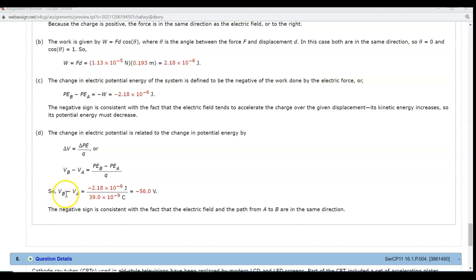And so if we take VB minus VA, it should be equal to 2.18, which was the work done, that's potential energy, divided by the charge, which was 39 nanocoulombs. And we get negative 56 volts. The negative sign is consistent with the fact that the electric field and the path from A to B are in the same direction.